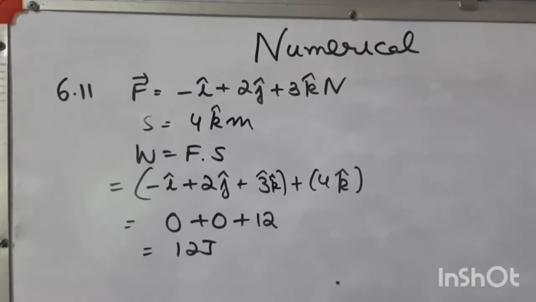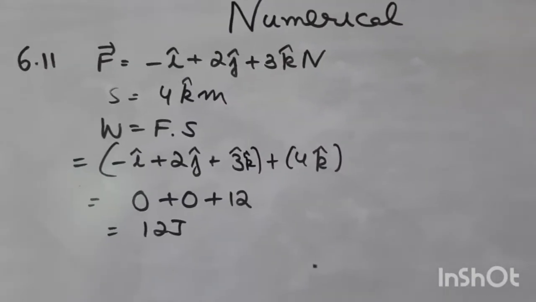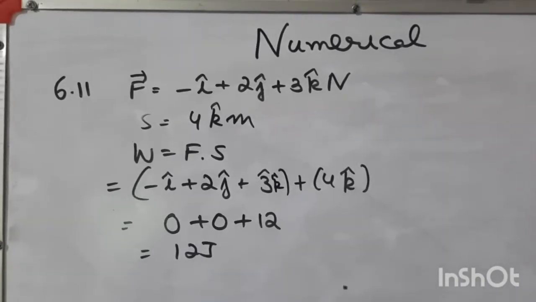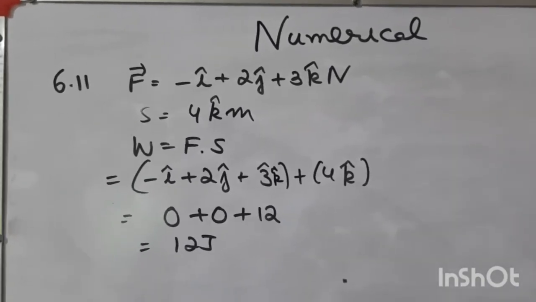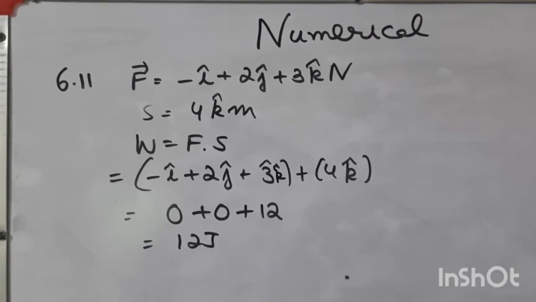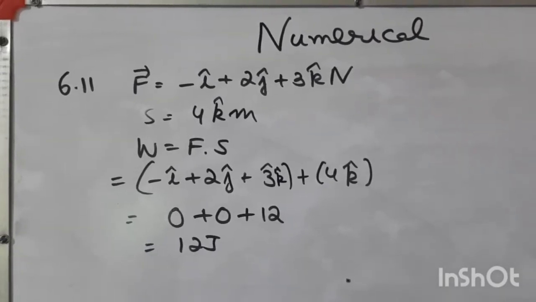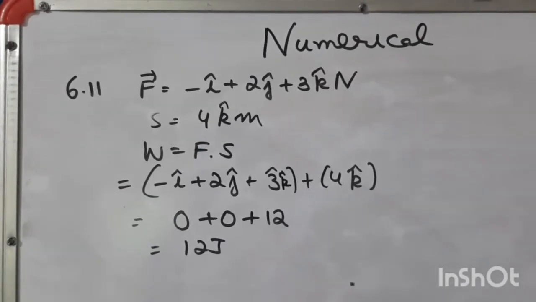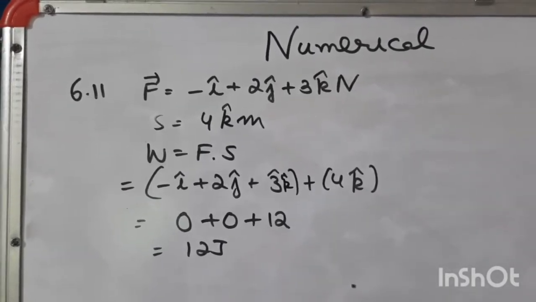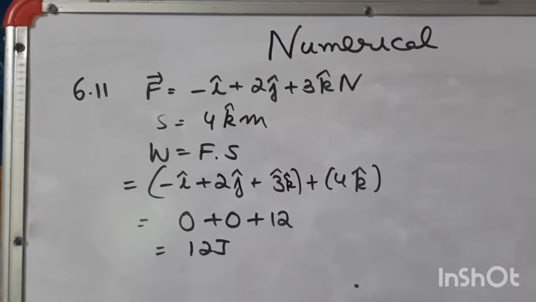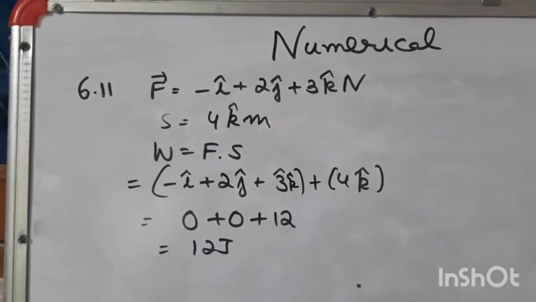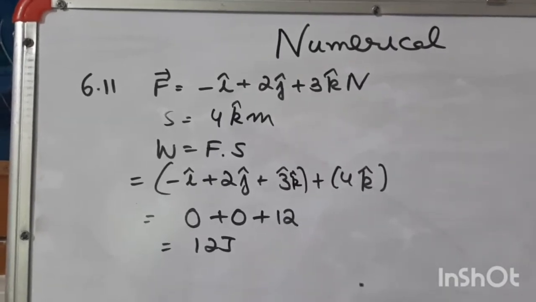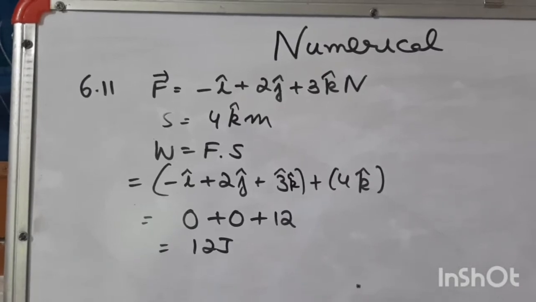Today we are going to start our lecture with a numerical which is based on work done. According to this numerical, this is your NCERT numerical 6.11. A body constrained to move along the z-axis of the coordinate system is subject to a constant force F given by F = -i cap + 2j cap + 3k cap Newton, where i cap, j cap, k cap are unit vectors along x, y and z axis of the system respectively. What is the work done by this force in moving the body a distance of 4 meter along the z axis?